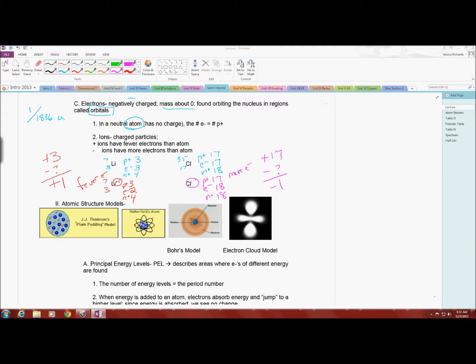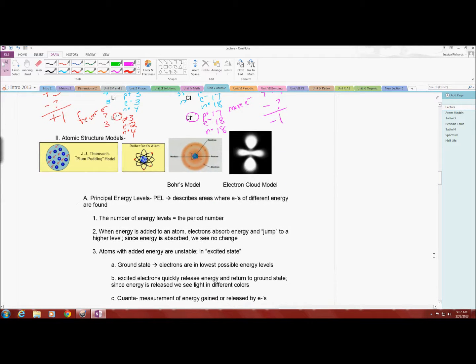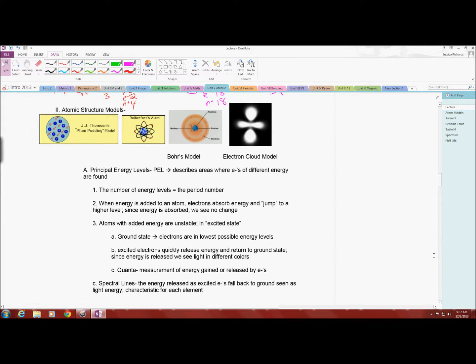Over the years, scientists have used different models to try to explain the movement and the existence of the electrons. And so we're going to talk about those briefly. You're supposed to have a brief knowledge of them. First one being J.J. Thomson's plum pudding model. I prefer to call it the chocolate chip muffin model, because chocolate chips are way better than plums.